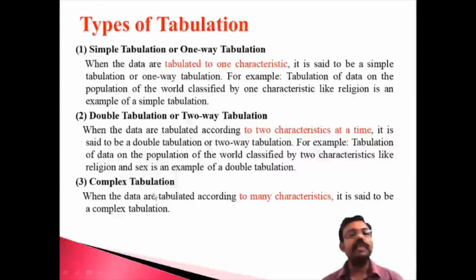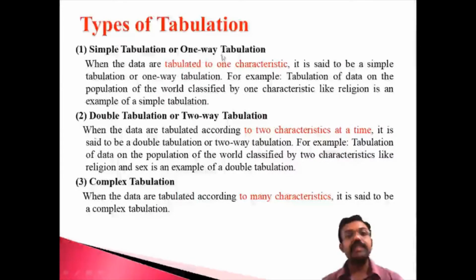And the third one is the complex tabulation. What is the complex tabulation? That means more than two. Suppose your data is classified into more than two variables, that is known as complex tabulation. Sometimes it is called manifold tabulation. Okay, these are the different types of tabulation relating to research.